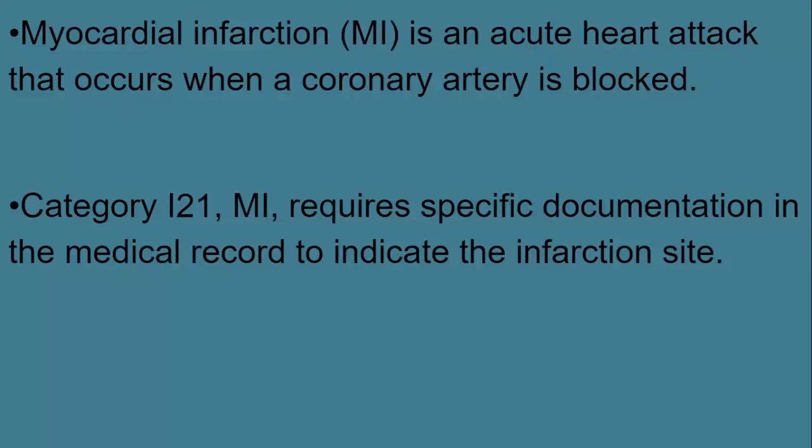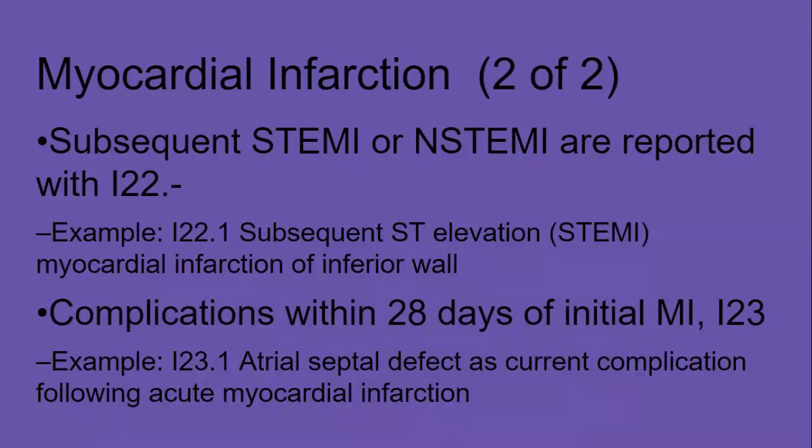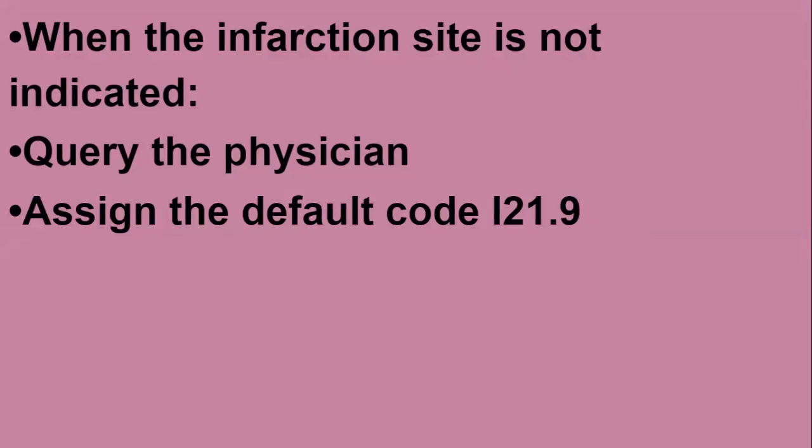Category I21, MI, requires specific documentation in the medical record to indicate the infarction site. Subsequent STEMI or NSTEMI are reported with I22. For example, I22.1, subsequent ST elevation (STEMI) myocardial infarction of inferior wall. Complications within 28 days of the initial MI, I23. Example, I23.1, atrial septal defect as current complication following acute myocardial infarction. When the infarction site is not indicated, query the physician. Assign the default code I21.9.